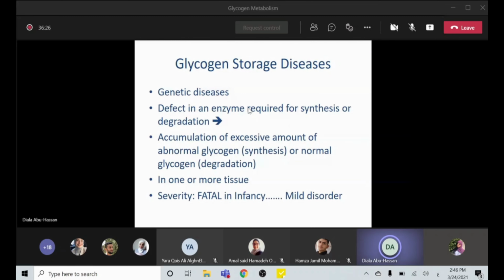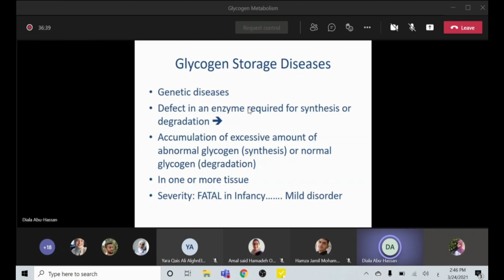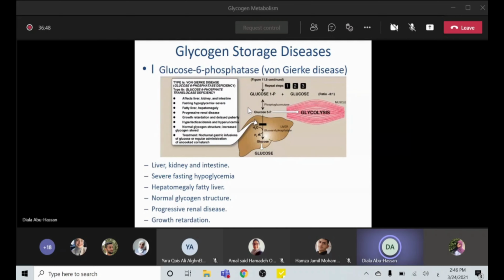And since they are genetic, they would appear early in life, and some of them might be severe to the point of causing death in early infancy, and others might be mild enough that they can live with them. This example, glucose 6-phosphatase deficiency or von Gierke disease. So what's the importance of this, or what happens during this disease? Enzyme deficiency, glucose 6-phosphatase. شو معنى هذا الكلام؟ حدا يحاول إنه دكتورة.